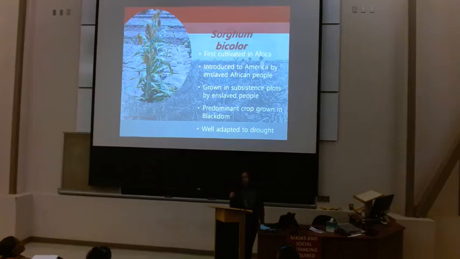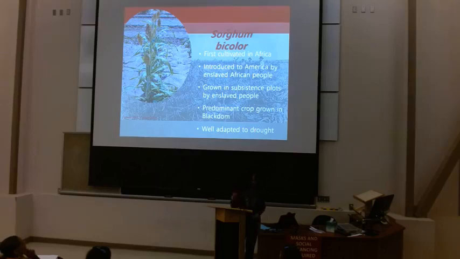And so one of the most cultivated crops in Blackdom is Sorghum bicolor. And this species in particular was first cultivated in Africa. That's where it was domesticated. And it has a long history in the African diaspora of being an important crop. So it was introduced to the Americas by enslaved African people, and it's been grown in subsistence plots and been crucial for survival throughout the African diaspora in the Americas.